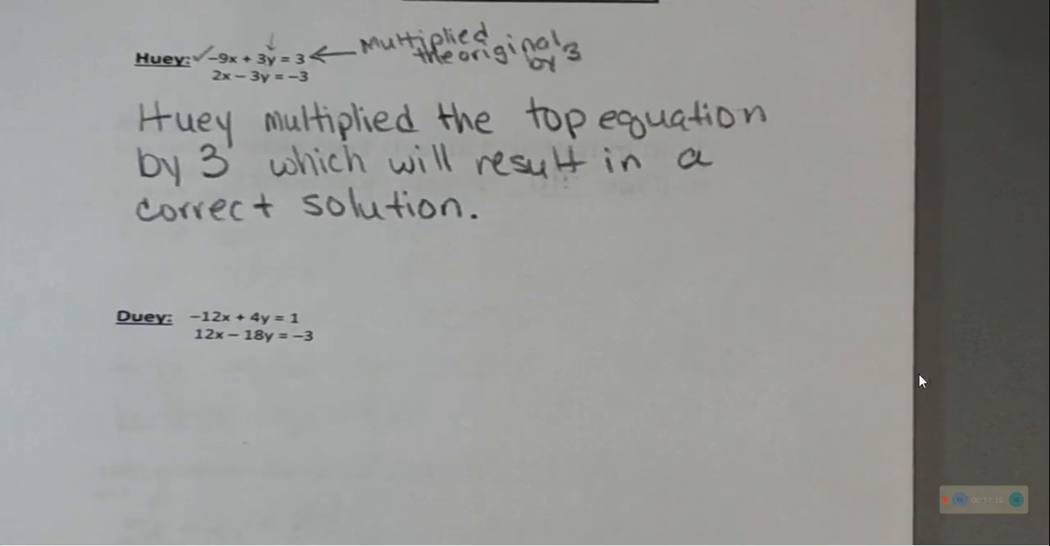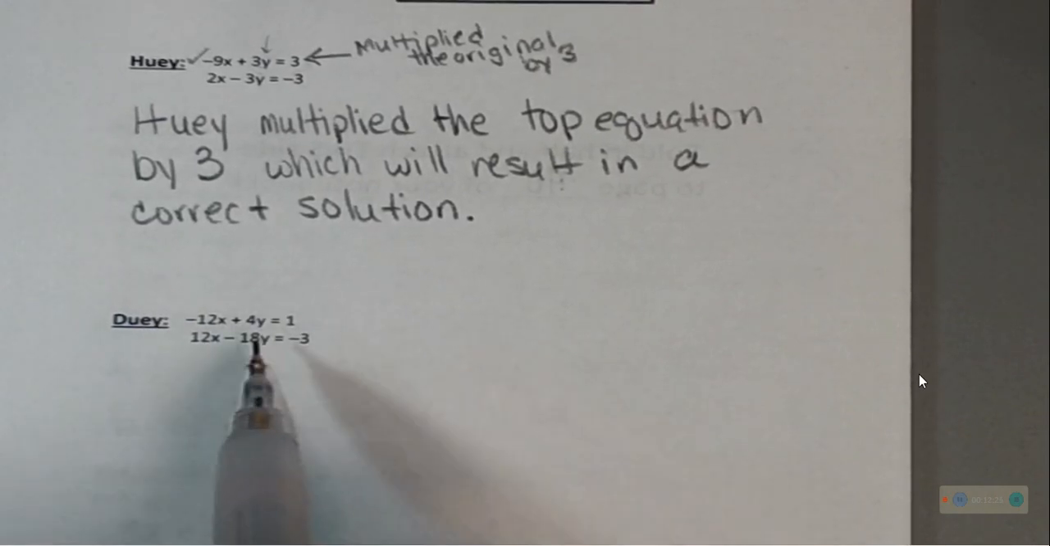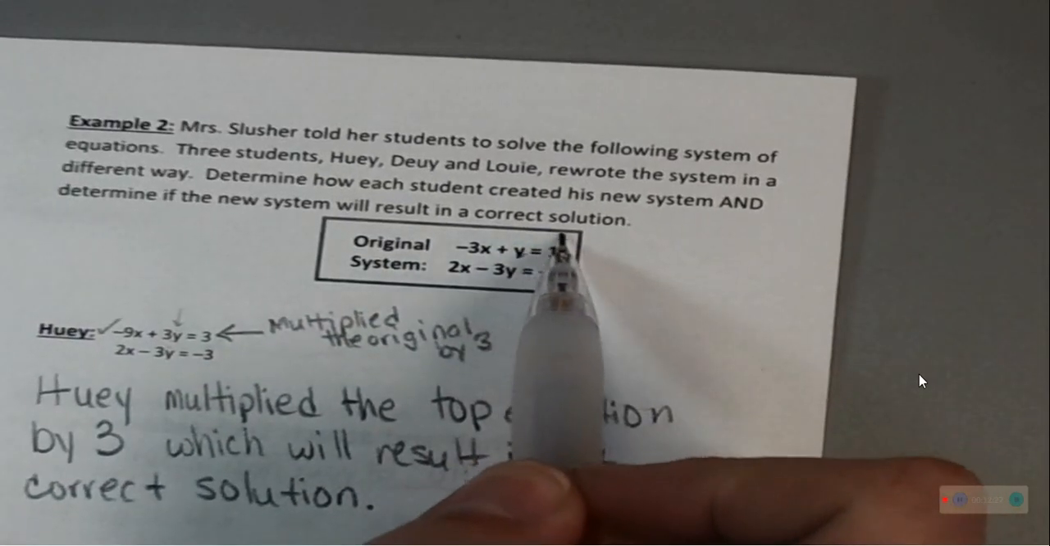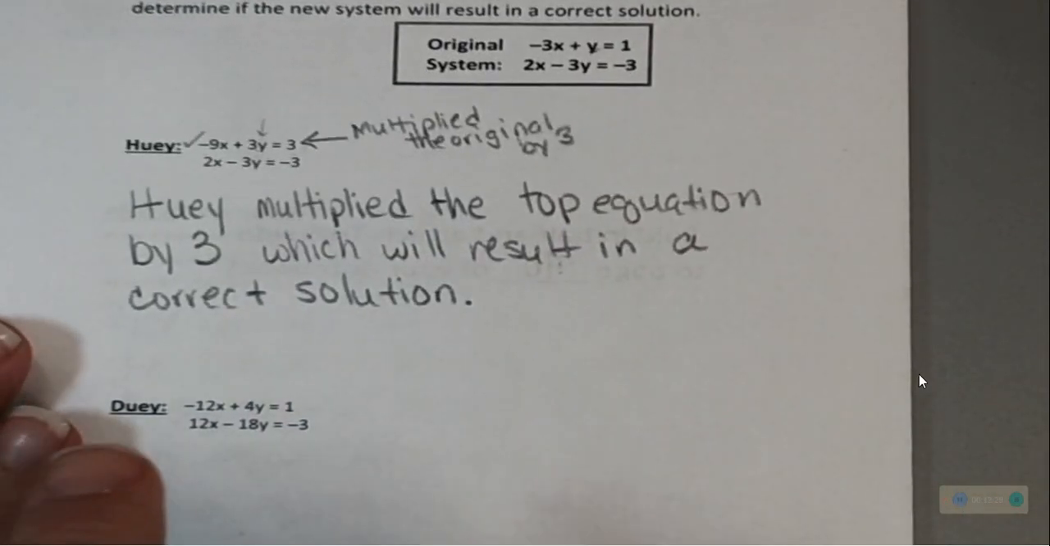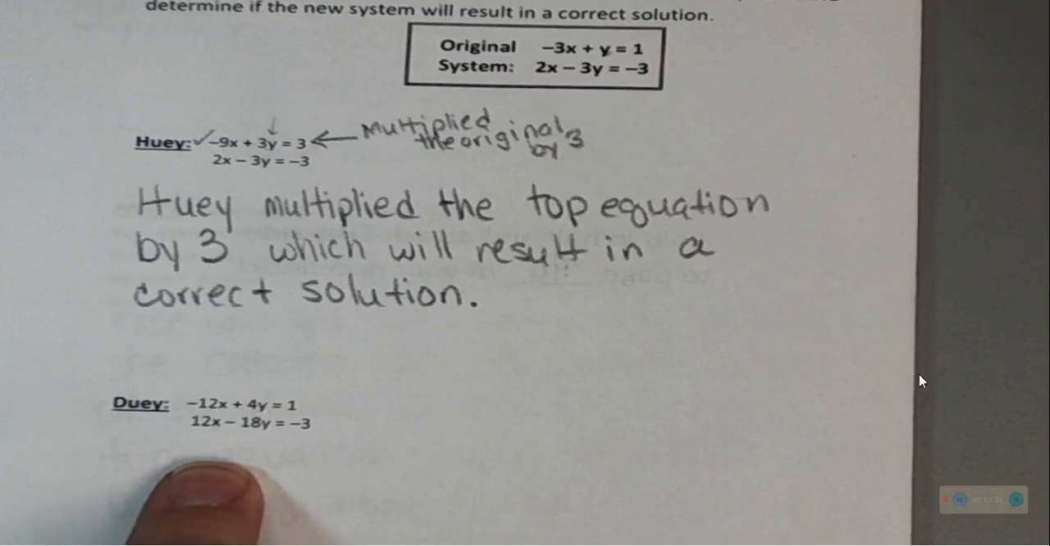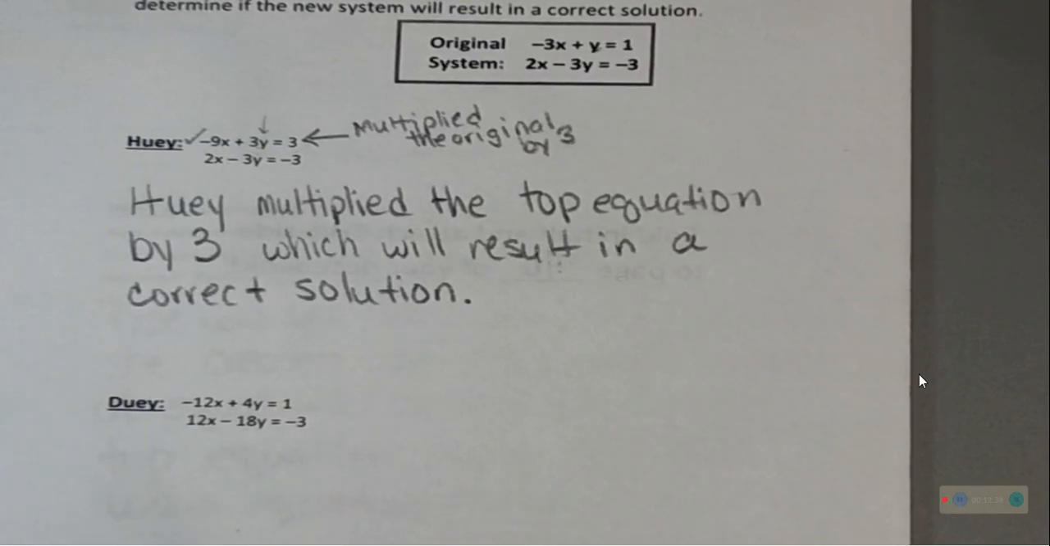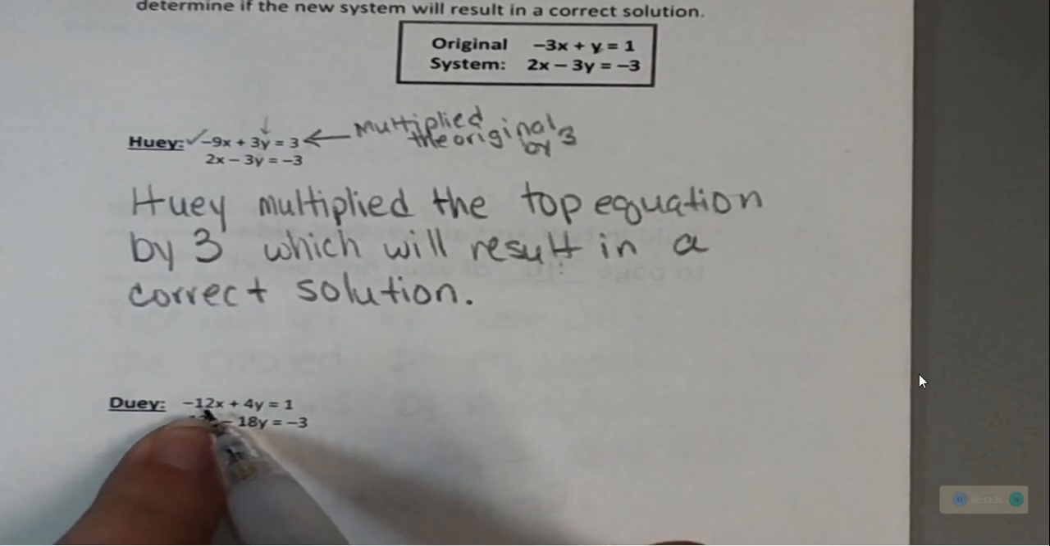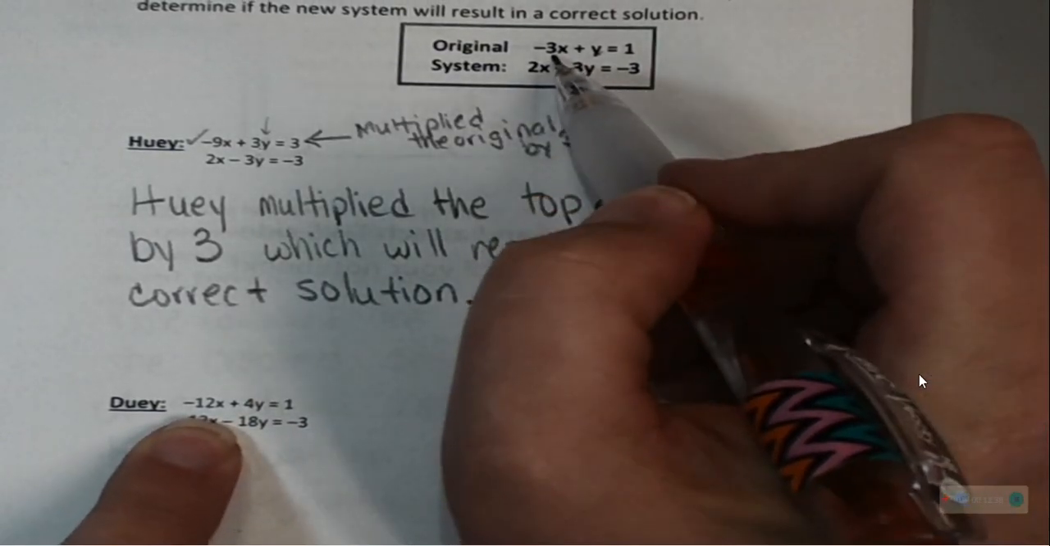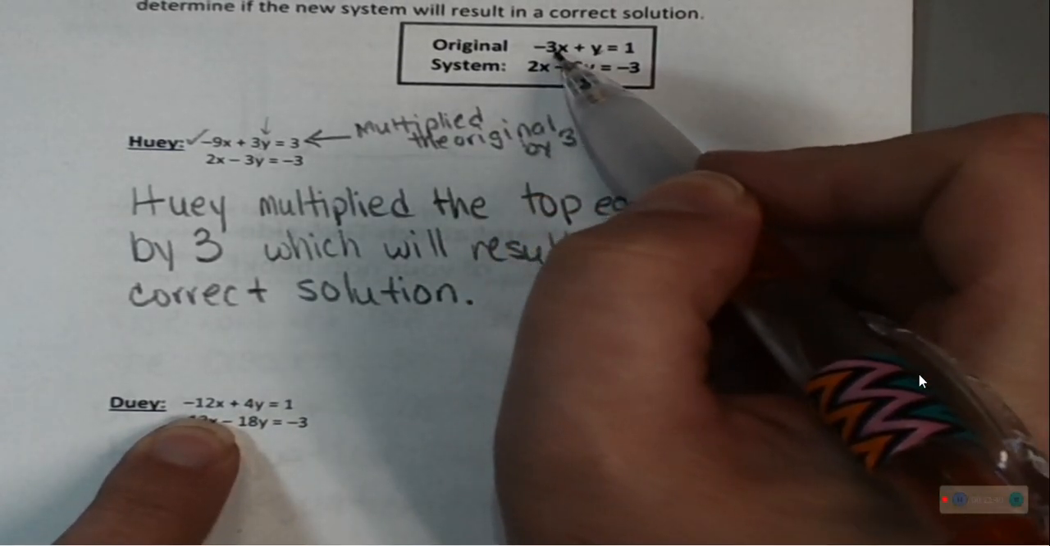All right, so now we figured out that Huey was right. You've got to do the same thing for Dewey and Louie. So you're going to look at Dewey. Dewey took this original system and he says, this is going to work. Let's figure out what he did. I like to just look at the first x. The original had negative 3x.